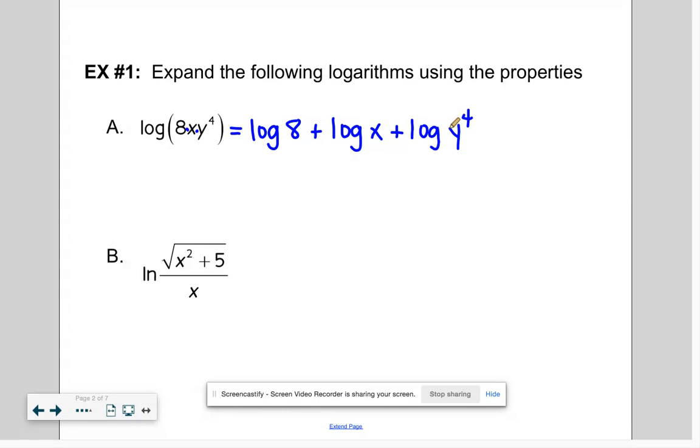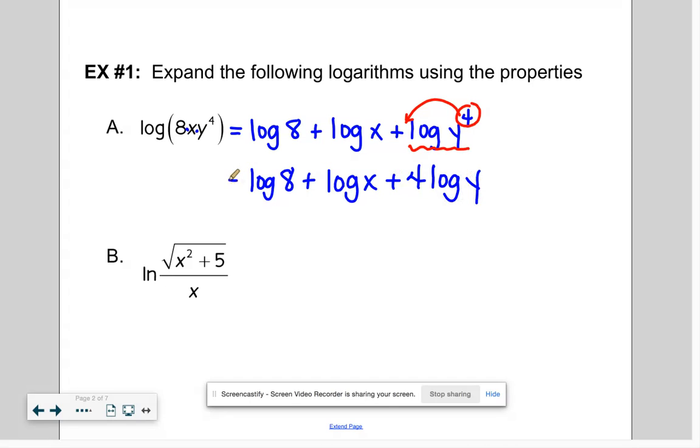I could do one additional step with this third term because it has a power. So I could use the power rule, which allows me to multiply the power by the logarithm. So we're going to do nothing with the first two terms. Keep them the same. And then this last term I'll write as 4 times log y. So this is what expanding a logarithm would look like, taking it from one term to 3 different terms in this specific case.